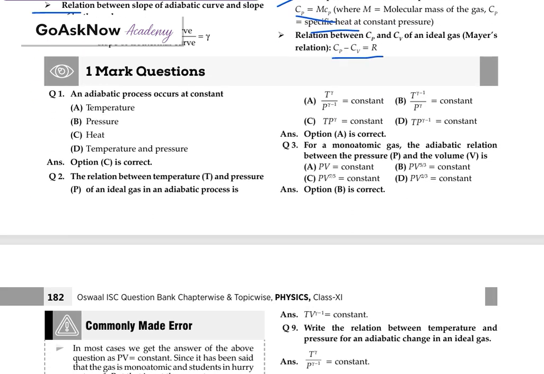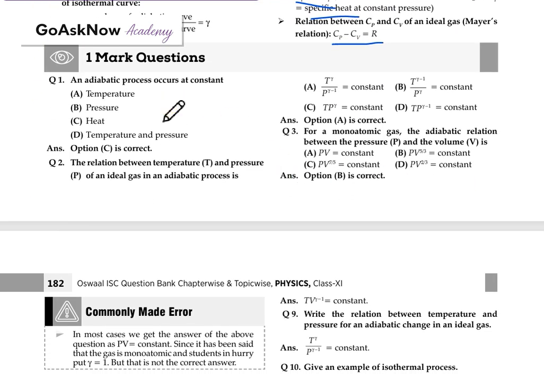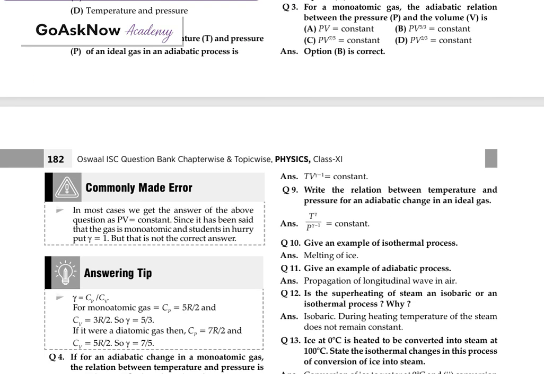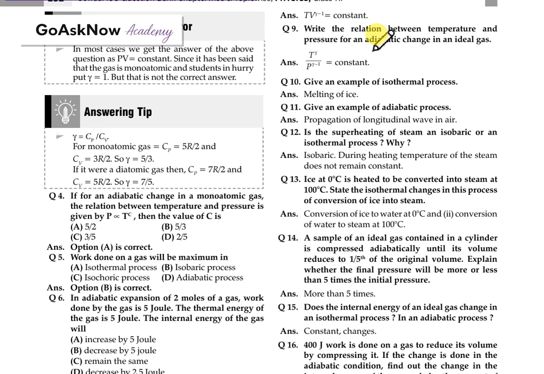Now on the basis of the concepts we have studied, let's move ahead with one more question. An adiabatic process occurs at constant heat. We are not talking about the isothermal, it's an adiabatic process, so the heat will be constant. The relation between the temperature T and the pressure P of an ideal adiabatic process: write the relation between the temperature and the pressure of adiabatic changes. Ideally it is T^gamma P^(1-gamma) equals constant.